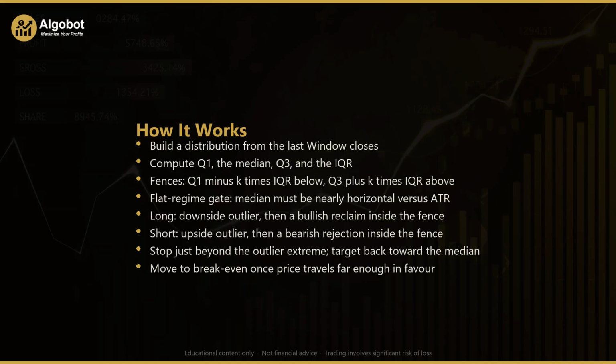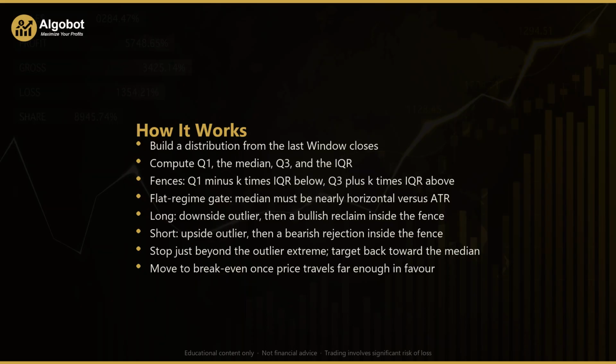On each newly completed bar, the expert advisor rebuilds its distribution from the last window closes, 40 by default. It sorts them and computes the first quartile, the median, and the third quartile using linear interpolation. Subtracting the first quartile from the third gives the interquartile range. From there it places two fences. The lower fence sits the fence multiplier times the IQR below the first quartile, and the upper fence sits the same distance above the third quartile. The default multiplier is 1.5, which is Tukey's classic outlier threshold.